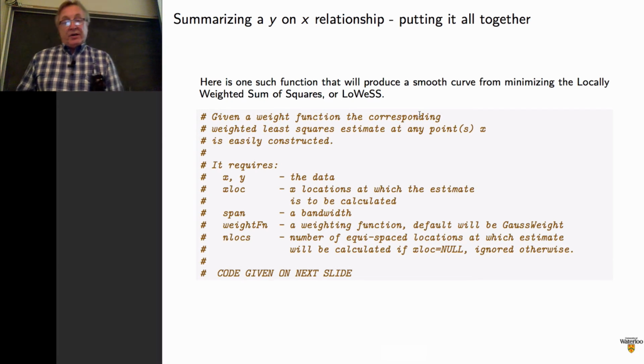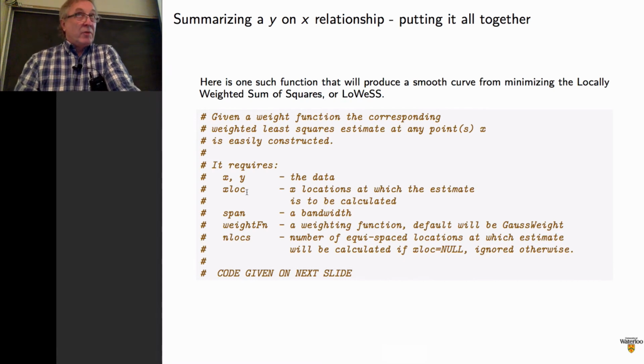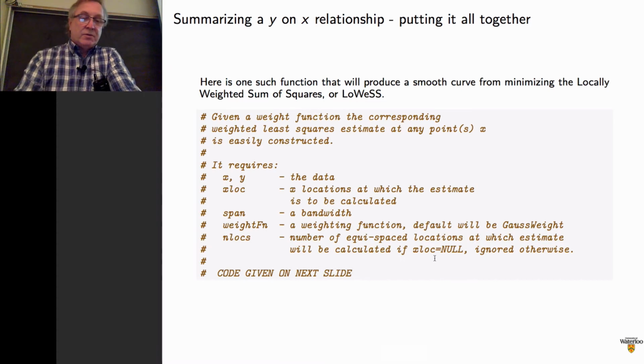And I'm going to write you a function here that takes these arguments: the data, x and y, the coordinates that you have; the locations, those points at the 25 or 30 or 100, however many points you want to estimate the curve at; the span, this is our standard deviation or whatever, the bandwidth of the thing; a weight function, that Gaussian weight function or that boxcar weight function, your choice; and then another thing, equispaced locations. If you don't tell me the locations, I'm going to choose equispaced locations.